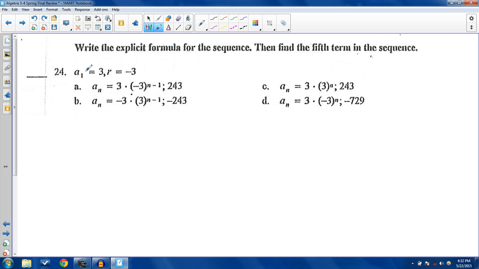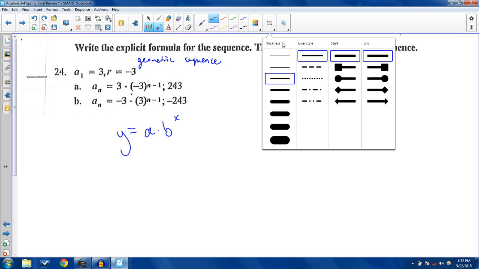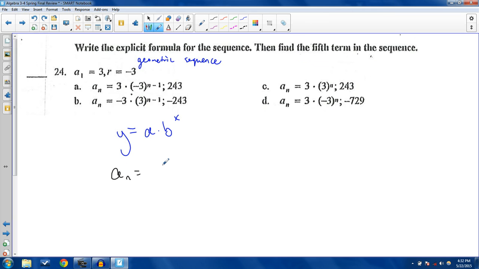Okay, for number 24, write the explicit formula for the sequence, then find the fifth term in the sequence. Okay, so one thing that you need to know about this explicit formula is that it's a geometric sequence. The only reason I know that is because they give us an R value. And an R value represents common ratio. Now all of these things, all the geometric sequences really are in this form, y equals a times b to the x power. That x might have some other stuff, but it's all about growth rate, right? Common ratio is how many times you multiply some number by something, and this is your starting value. So although we look at the equation a little bit differently, our equation looks a little bit more like different letters like this.